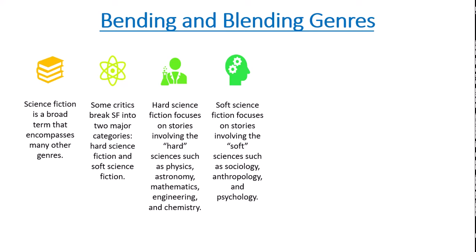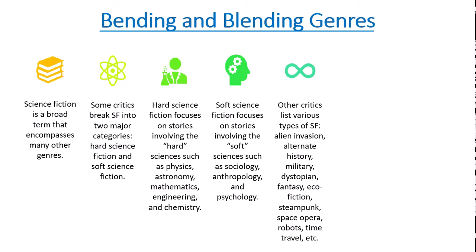But for our purposes, we're going to be looking at the soft sciences as these sciences where things cannot be fully proven, and the scientific method is a little bit different. Or at least if you had an experiment in psychology, it would look quite a bit different than an experiment in chemistry. So, other critics list various types of science fiction: alien invasion, alternate history, military science fiction, dystopian, utopian, fantasy, eco-fiction, steampunk, space opera, robots, time travel, etc.